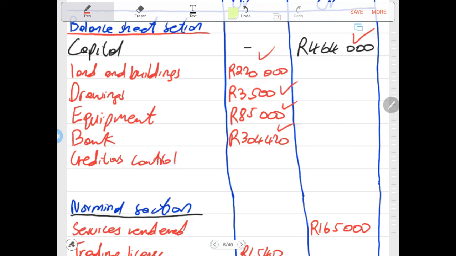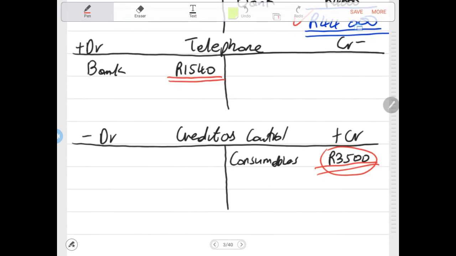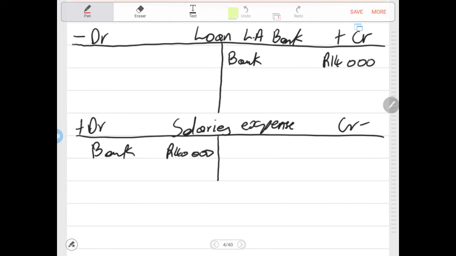Creditors control or accounts payables. You say that trade payables or accounts payables, that is 3,500. Remember, the 3,500 must be recorded on the credit side, because the only amount we have is on the credit side. Then we go to the next ledger account, only two left.